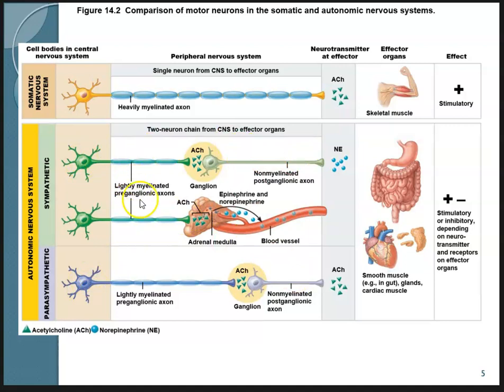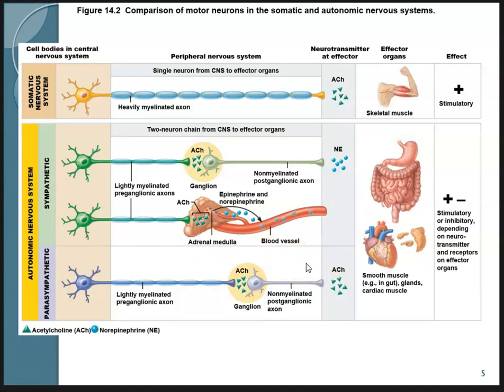The preganglionic neurons are lightly myelinated, while the postganglionic neurons are unmyelinated or non-myelinated. Both the preganglionic neurons will secrete acetylcholine, while the sympathetic postganglionic neurons, most of them, not all, will secrete norepinephrine. We'll talk about an exception, the sweat glands, that will secrete acetylcholine, but the parasympathetic will be acetylcholine, again, secreted from that.